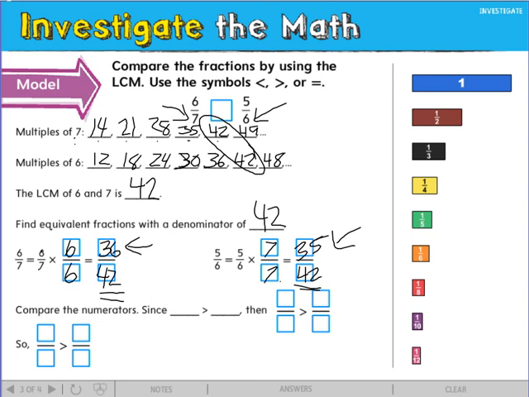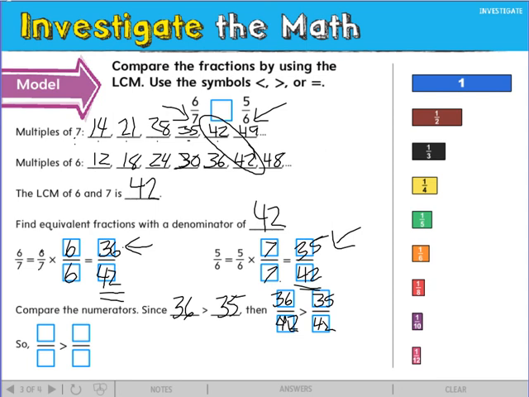Because all I want to know is, is 36 greater than 35? Or is 35 greater than 36? 36 is greater than 35. Good job, Dennis. 36 is greater than 35. If that's the case, then 36/42 is greater than 35/42. Okay? That's it.